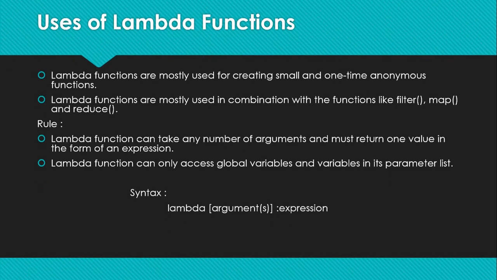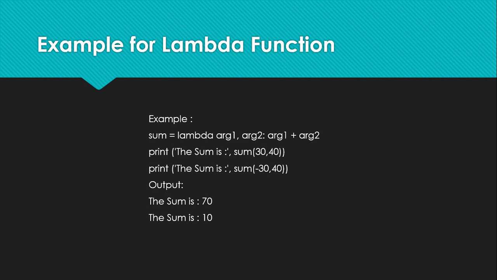In the next slide, I'm going to teach you an example of a lambda function. If you look at this example, sum is equal to lambda argument 1, argument 2, argument 3 colon argument 1 plus argument 2. You know what happens in this case? You have used 3 arguments there, and you're passing values such as 30 and 40 for the first print statement, minus 30 and 40 for the second print statement.